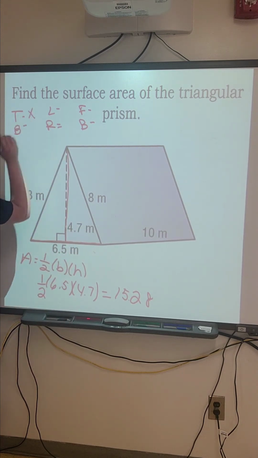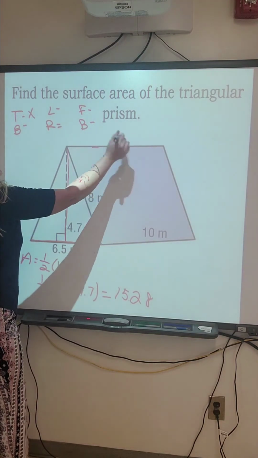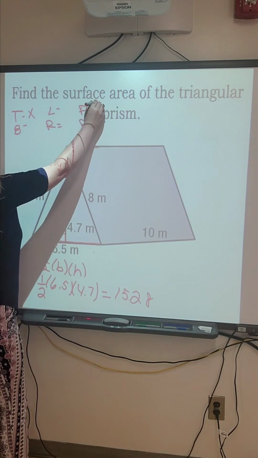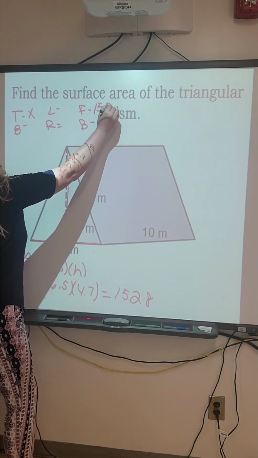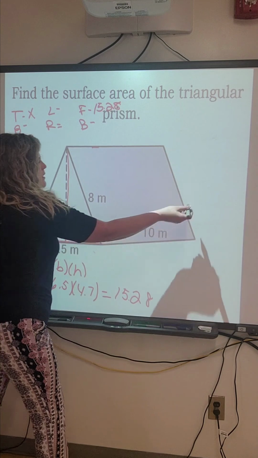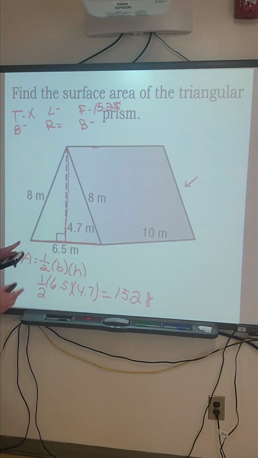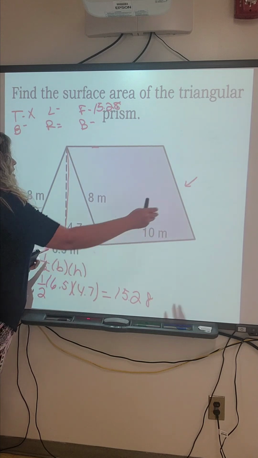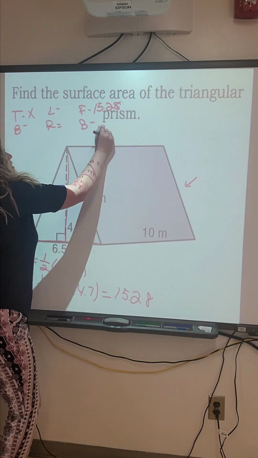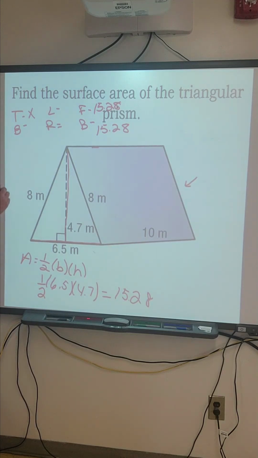It doesn't have a top, because it doesn't have a top up here. So the front is 15.28 or 15.3. Now also the back is going to be the same, because it has the same triangle on the front and on the back. So 15.28.